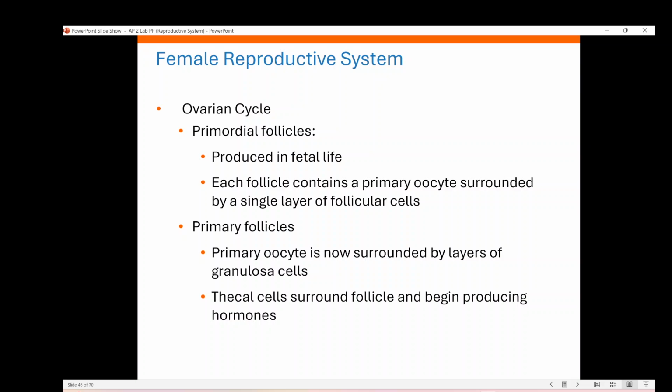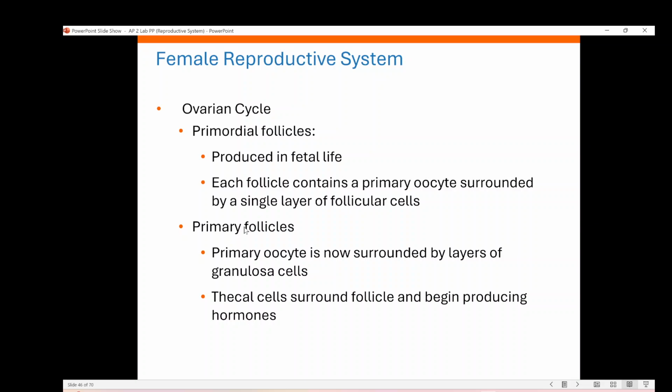Let's take a look at some of these follicles. So early in fetal life, right? The baby girl isn't even born yet. In fetal life, we have these follicles being developed known as primordial follicles, right? As I said, they're produced in fetal life. Each follicle contains what we call a primary oocyte. Oocyte is really the correct term for an egg, right? Typically, we don't say egg. We say oocyte, and the primordial follicle is going to be surrounded by a single layer of follicular cells, right? These are cells that surround the follicle.